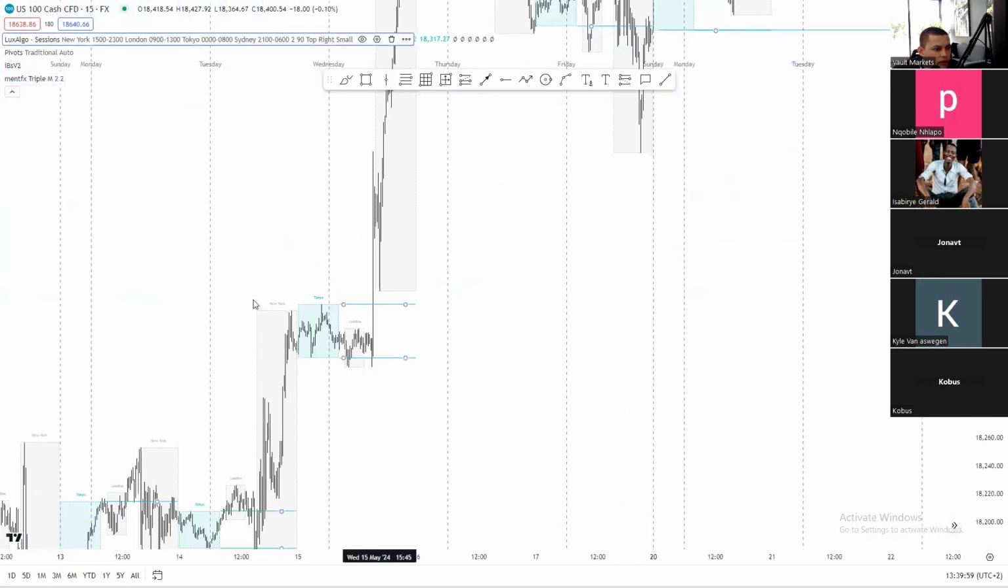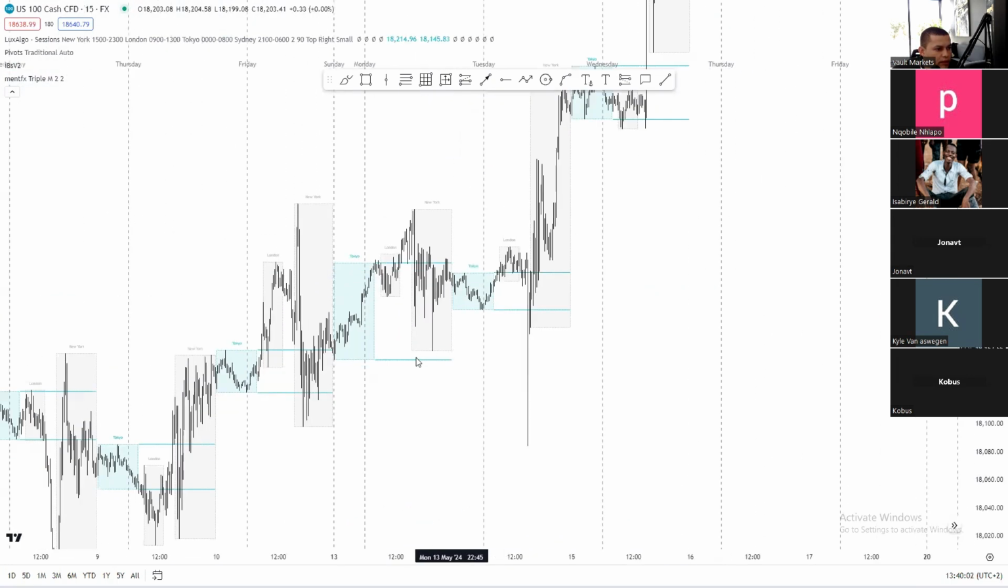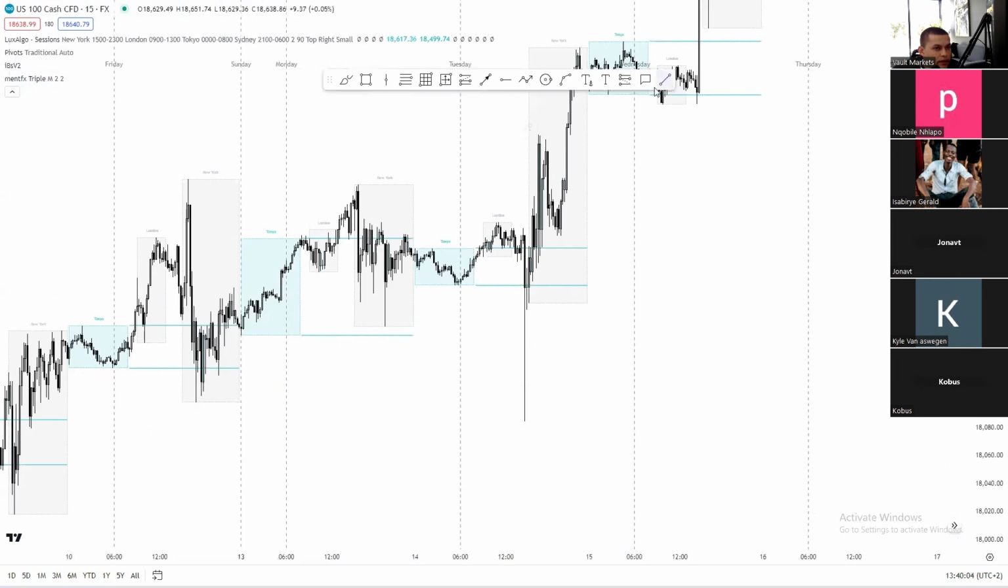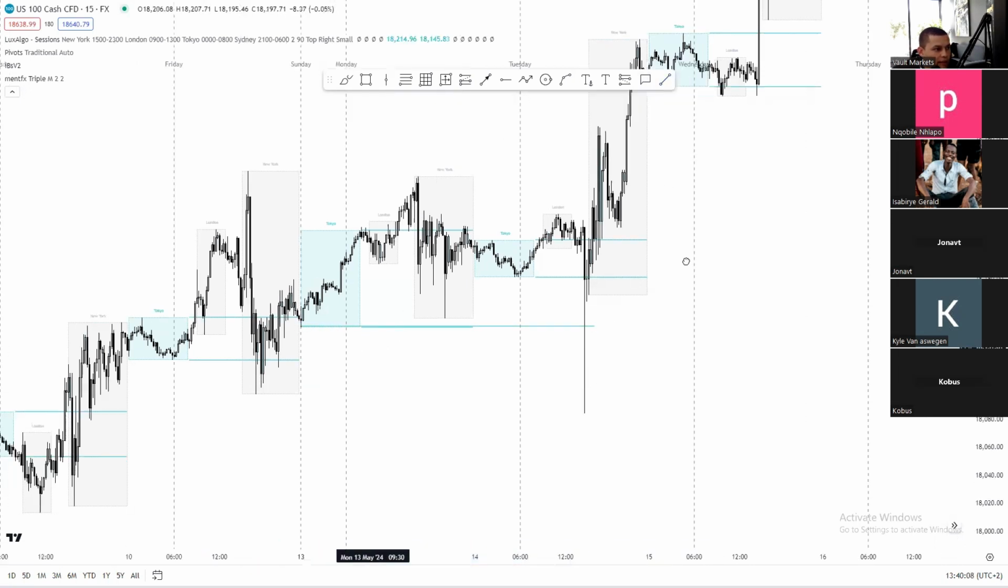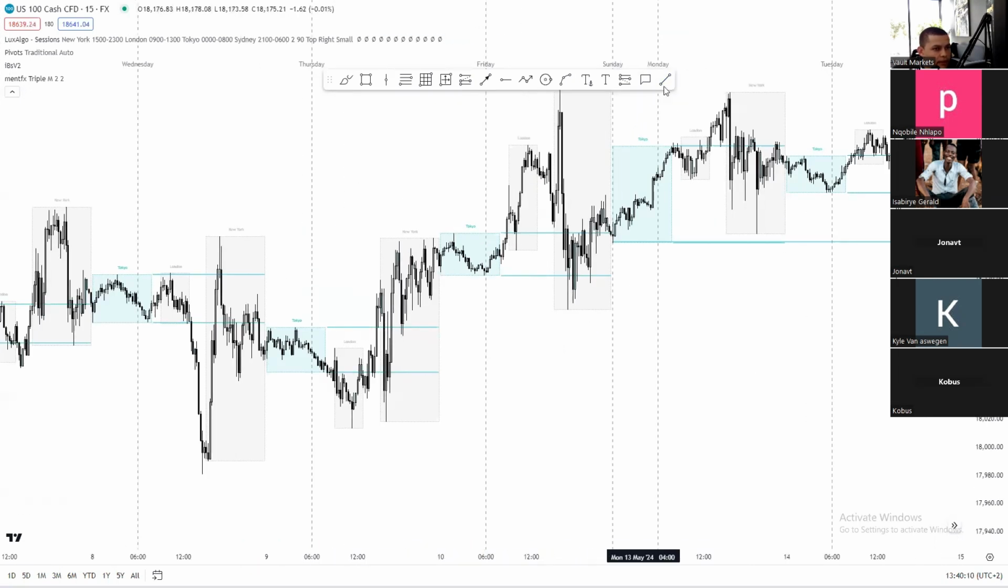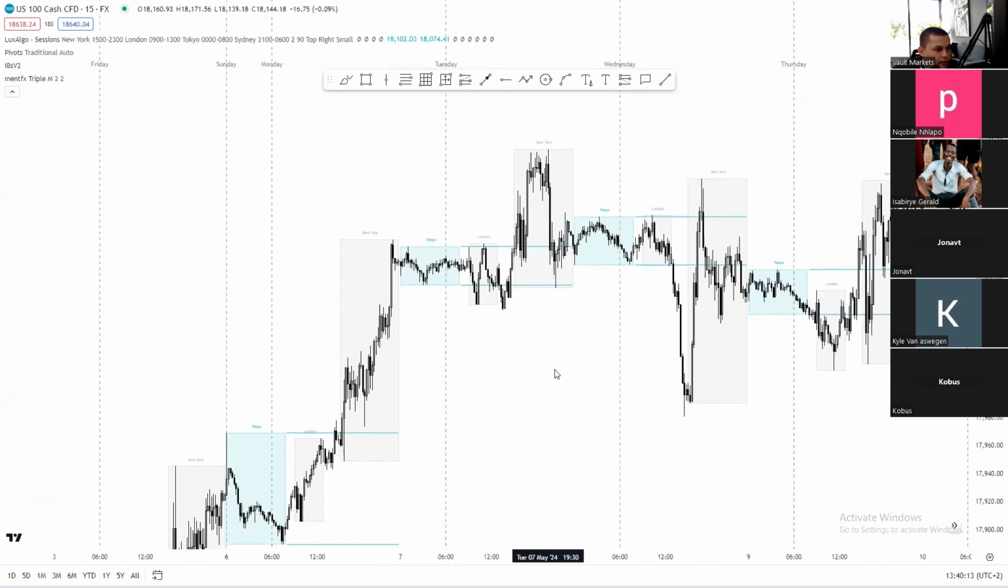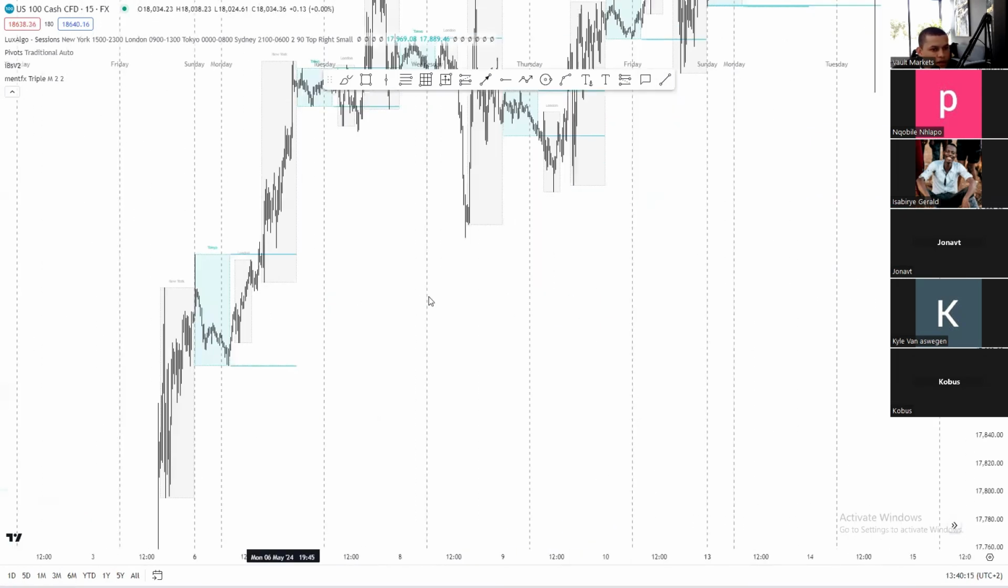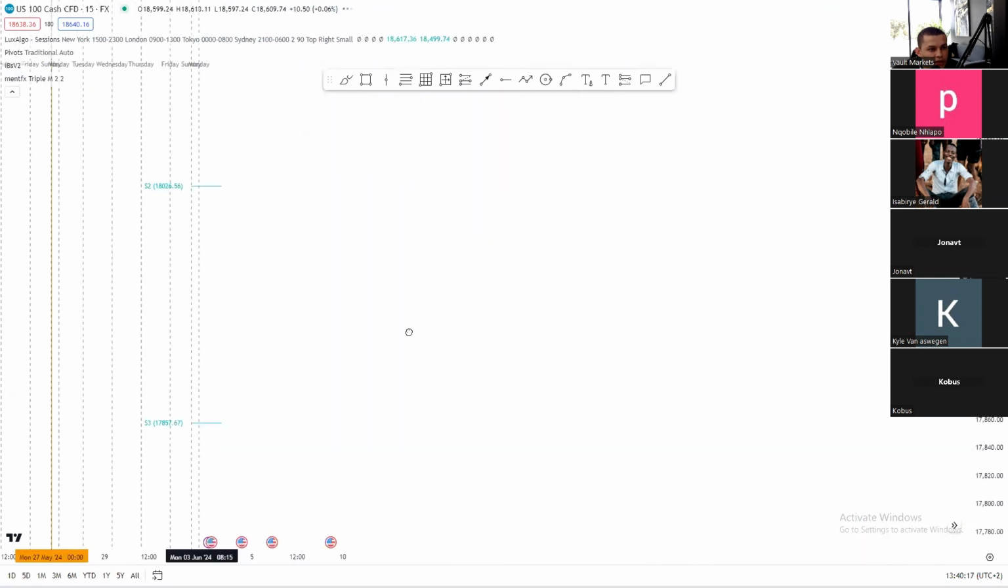Another good example, so both swept there. Over here, good example, this Asian low was never swept. Swept, goes back up. This Asian, I don't think price came back so far ever since then.